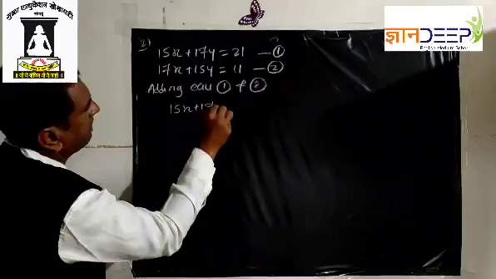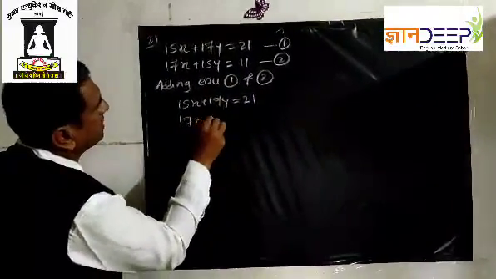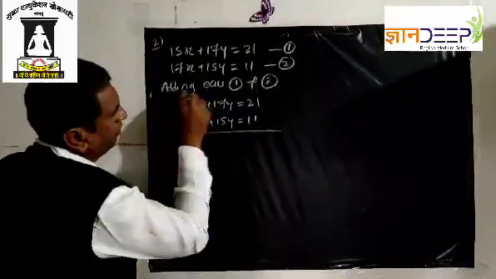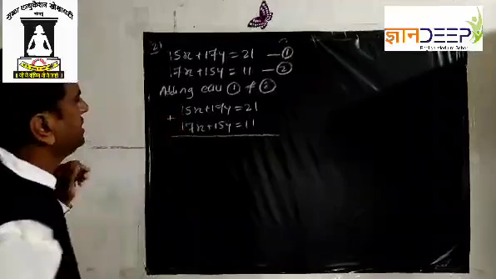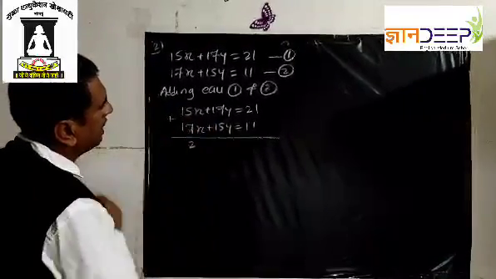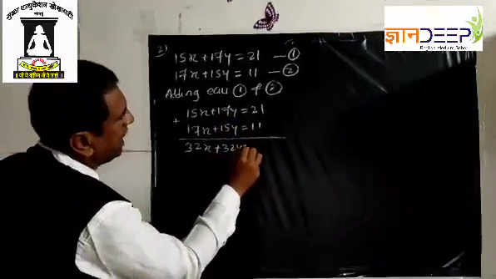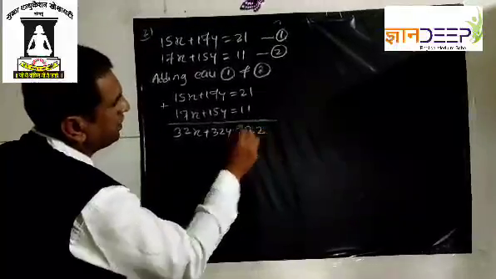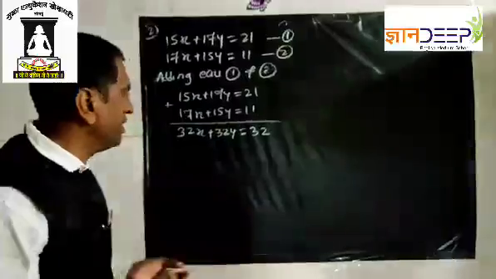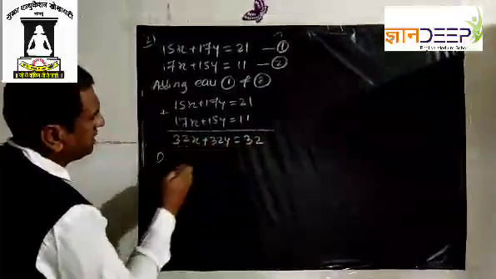15x plus 17y is equal to 21. 17x plus 15y is equal to 11. Then we write here adding. So do the addition: 7 plus 5, 12, 1 carry over. 32x plus 32y is equal to 32. Now see here, 32x plus 32y is equal to 32. Then dividing by 32, we will make it the simplest form of this equation.